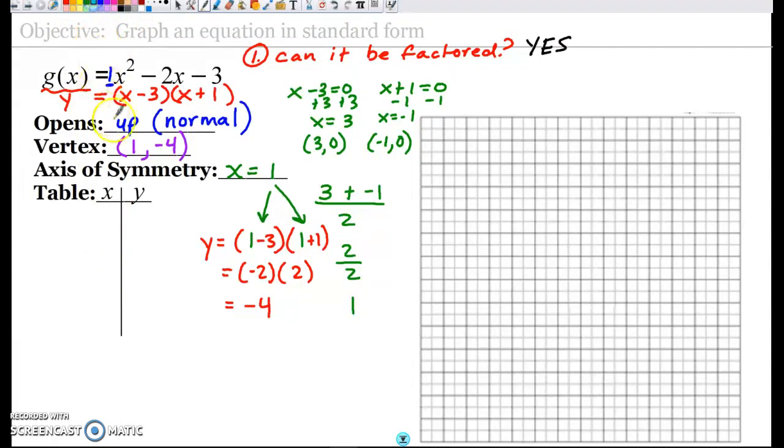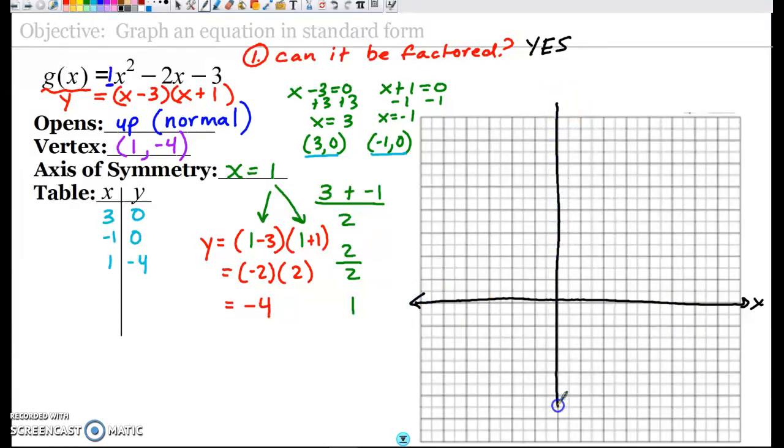So the points I have in my table are, of course, the two x-intercepts, 3, 0 and negative 1, 0. And now I have the vertex right here: 1, negative 4. So I begin to graph. I'll draw my x-axis here, then draw my y-axis. Plot the points. I'm going to make my scale go by 2s on this one, since I probably have room. It just makes my graph a little easier to read. It's a little bit more spaced out.